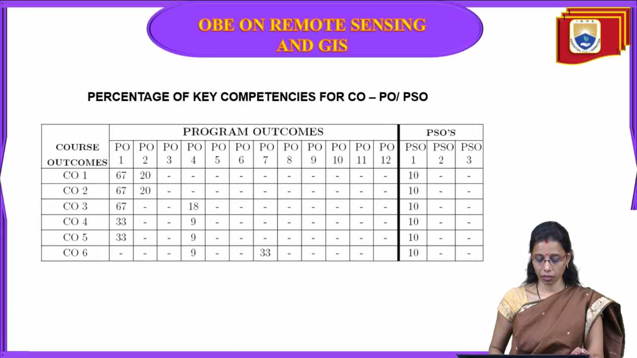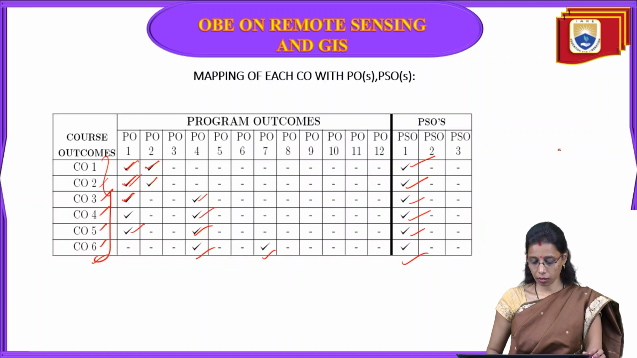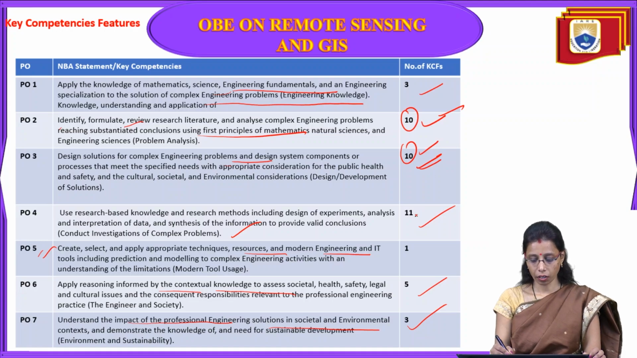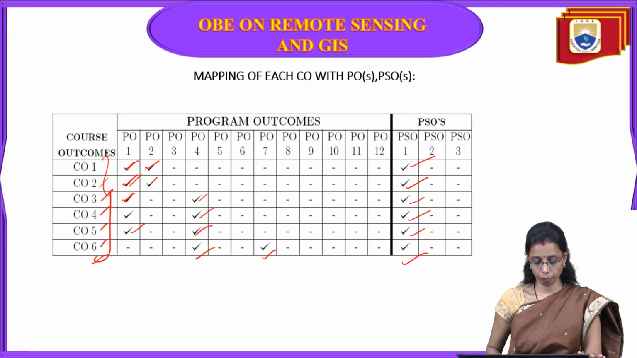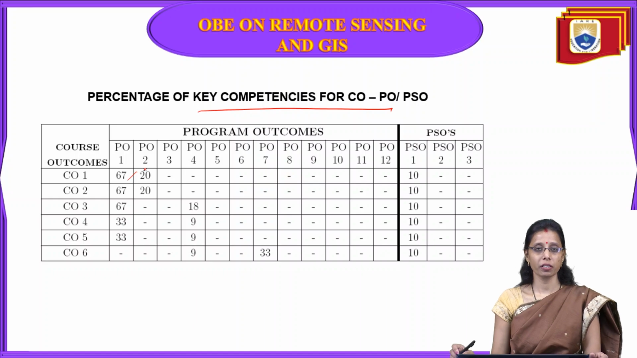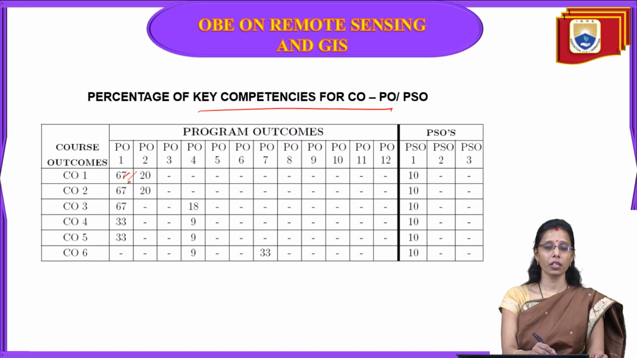So we can map and check how this course is related. Now here is the percentage of key competencies of COs and POs. What we can see here is that in key competencies it has 10. How many competencies it is mapping with, that we have to put in our mapping part. So here we have represented it in the form of percentage. If it is mapping with 3 or 4 or 5, based on that the percentage is given here.